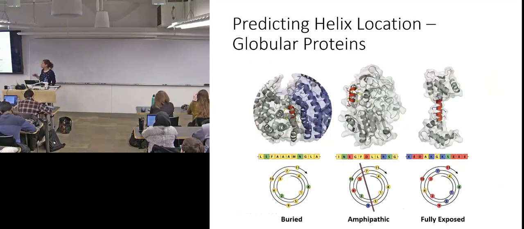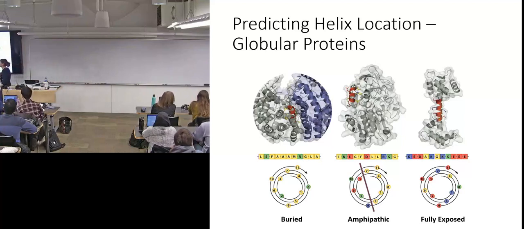So last time we talked a little bit about predicting helix location in globular proteins. We draw a helical wheel and we look at where the polar and nonpolar groups are located. We can maybe predict where it would be for a water-soluble protein. Okay, so we said if it has a bunch of nonpolar groups, it probably needs to be buried completely in the interior of the hydrophobic core. It wants to stay away from water.